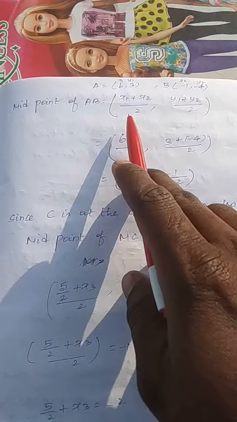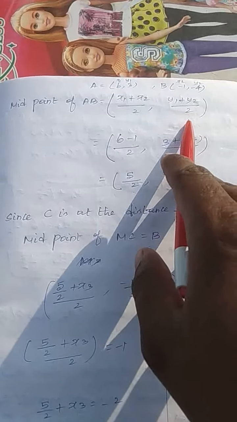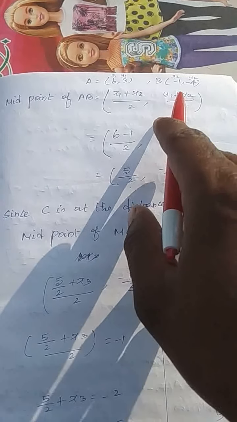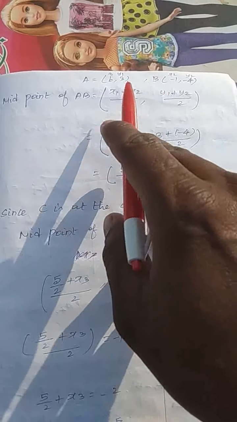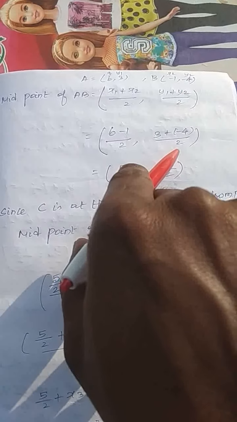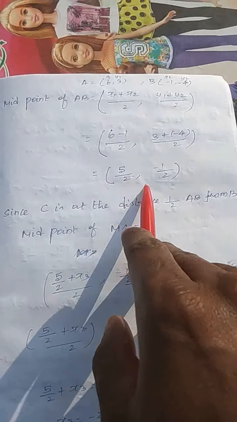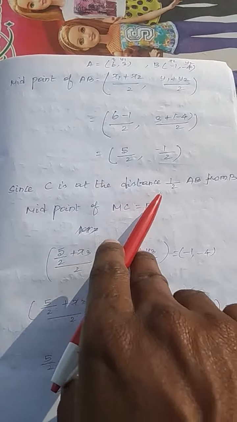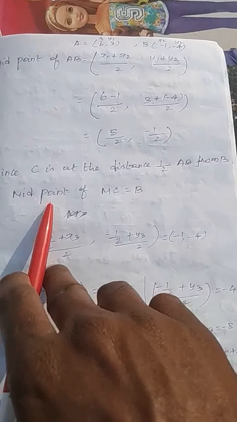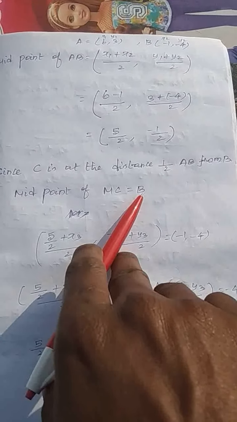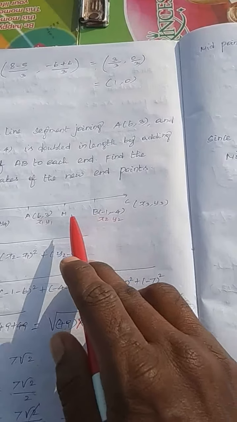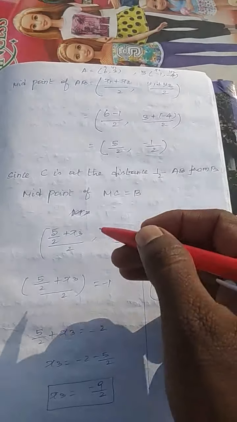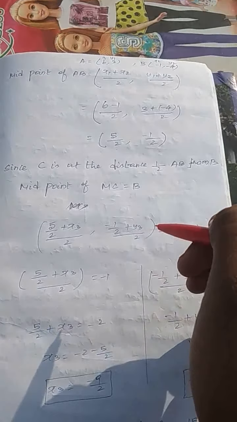After that, midpoint of AB equal to x1 plus x2 by 2, comma y1 plus y2 by 2. So x1 value 6, x2 value minus 1 divided by 2. After that y1 value 3, y2 value minus 4 divided by 2. After simplification 5 by 2, minus 1 by 2. Since C is the midpoint, C is at the distance of 1 by 2 AB from B. So midpoint of MC equal to B. Midpoint of MC equal to B. Midpoint formula x1 plus x2 by 2.